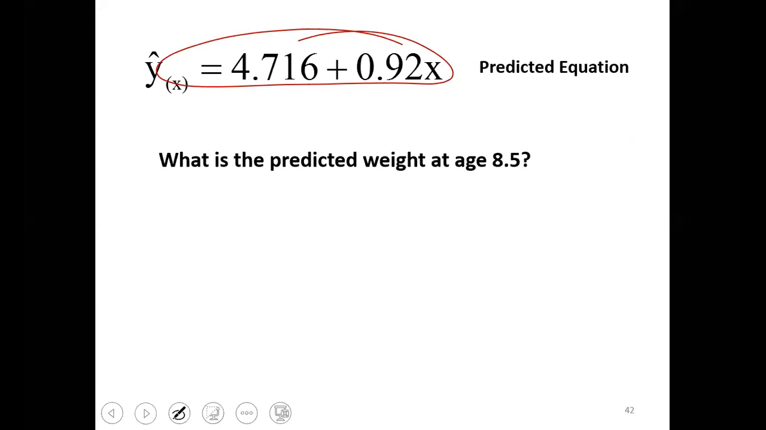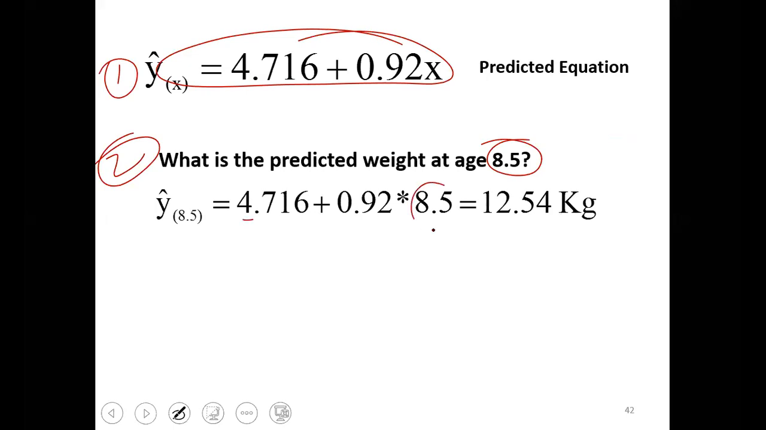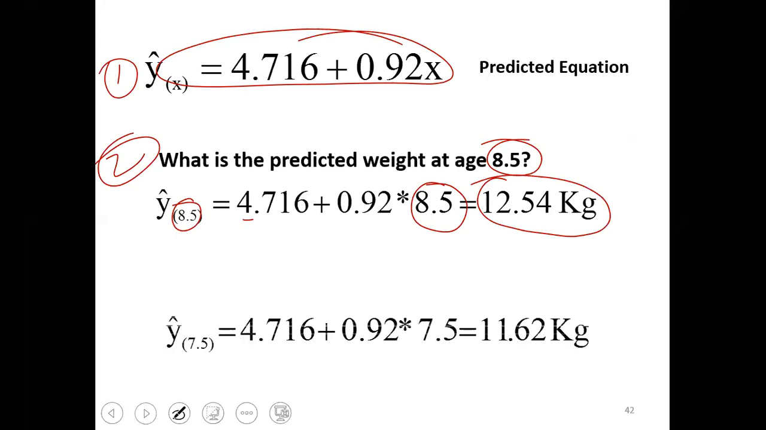Right. So that is the first question that I asked. The second question: what is the predicted weight at the age of 8.5 months, not years? Simply in the predicted equation, you substitute the value of age and get the value. So the predicted value at the age of 8.5 months is 12.54 kilograms. As another example, what is the weight at the age of, let's say, 7.5 months? It is 11.62 kilograms.